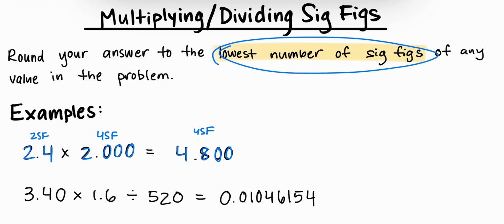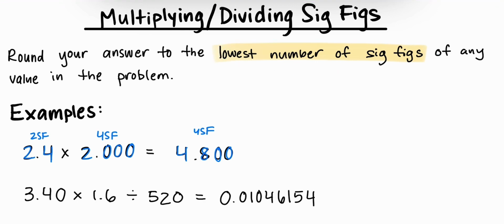lowest number of sig figs of any value in the problem. So we see that that is 2. So we need to round our answer to 2 sig figs. So we're going to count 1, 2 sig figs, and cut our answer off here. We're going to look to this next value, and if it's less than 5, we don't have to round up. So our answer here is going to be 4.8, which has 2 sig figs.